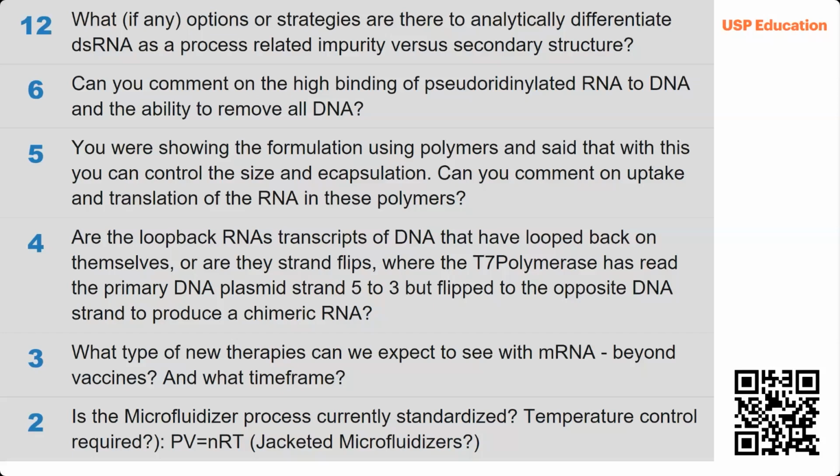So I think for the first question, options and strategies for us to be able to analytically differentiate double-stranded RNA as a process-related impurity versus secondary structure. So I mean, one way to certainly do it is you run it through kind of an online HPLC process. I think to be able to differentiate that in your IVT mixture can certainly be possible. I don't know if that's really been explored, to be honest with you. So if at all possible, I'd like to be able to answer that offline after potentially looking at a few sources.